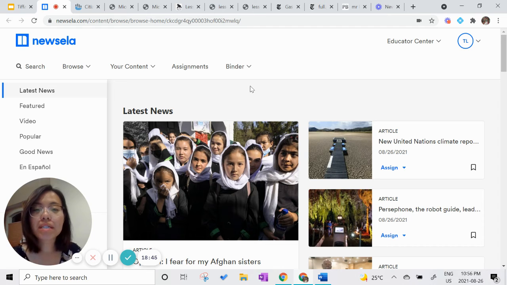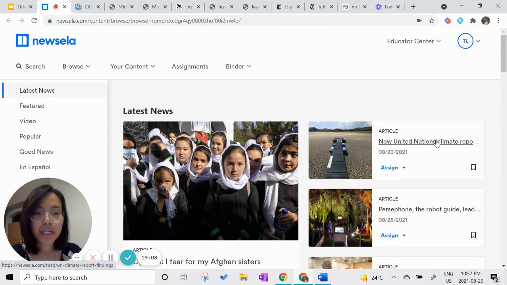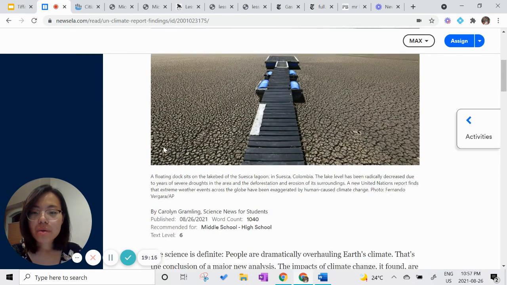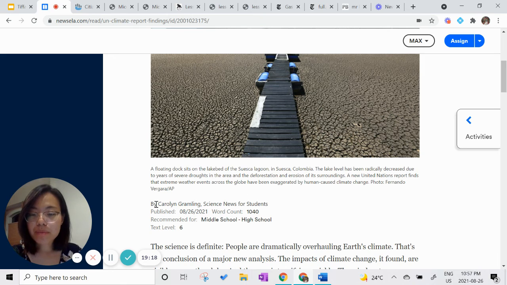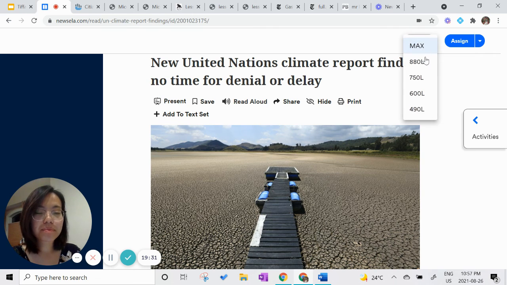And basically what they've done is they take actual news articles, but you can adjust them to specific reading levels, which can be great for, say, your ELLs, or whatever your students' literacy levels are at. So, for example, what's going on in Afghanistan right now, the climate change report, you can take a look at that one. Here it tells you where the actual article came from, and recommended for middle school to high school, and the text level. Right now it is currently on the max text level, but you can change that, right?